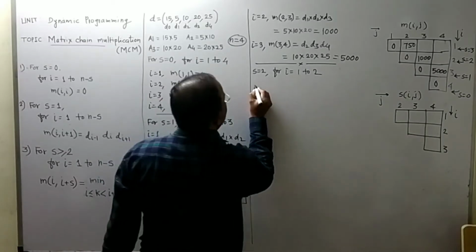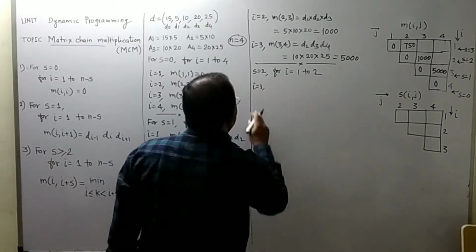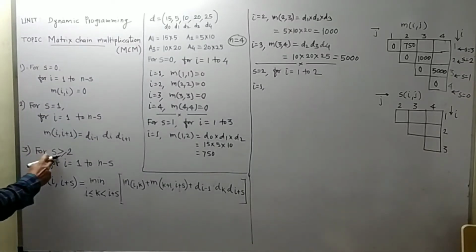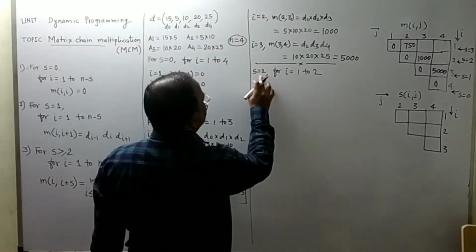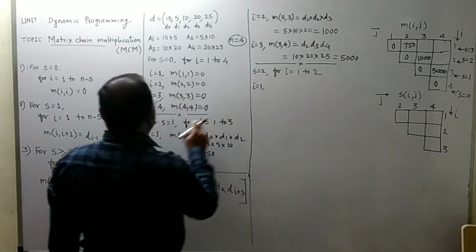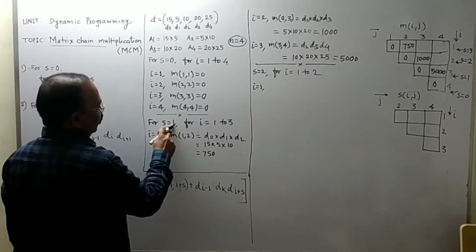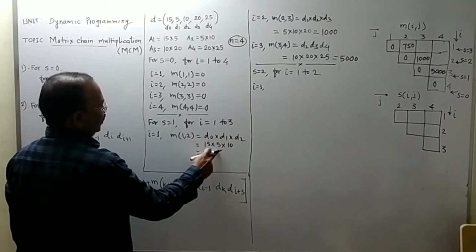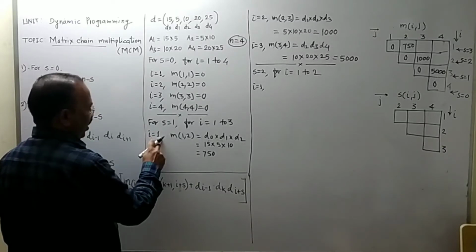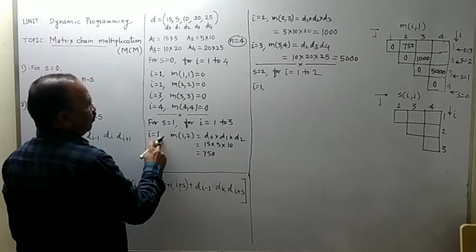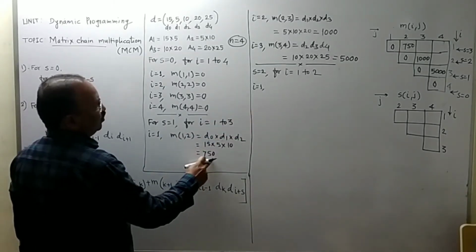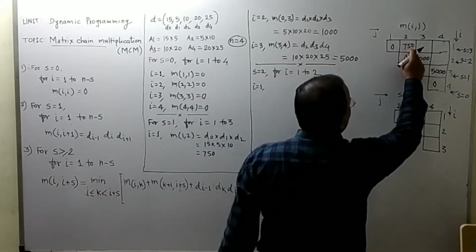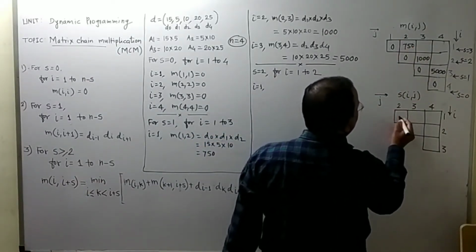Now for I is equal to 1 and for S is equal to 2 and greater than 2, we have to use the third formula. But before going to S is equal to 2, we have to see S is equal to 1. For S is equal to 1, we have got 750 and this value we have got for I is equal to 1. From this we have to start filling up the S table, and we have got 750 for I is equal to 1. That's why we have to put the 1 here.